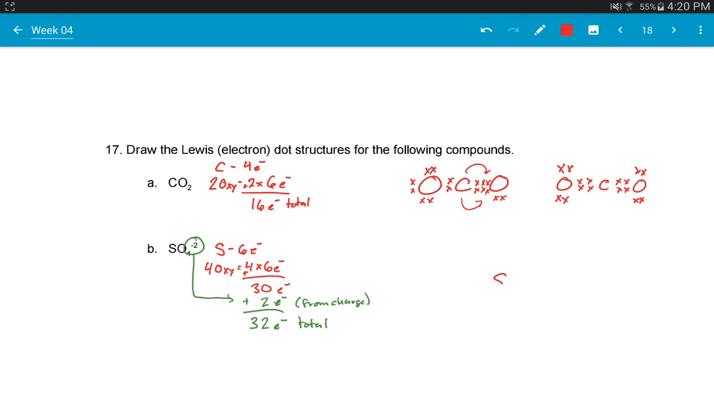So we start with the sulfur in the middle, surrounded by 4 oxygens. 8 of these 32 electrons go around the central atom, leaving us with 24. So we can do 1, 2, 3, 4, 5, 6, 7, 8, 9, 10, 11, 12, 13, 14, 15, 16, 17, 18, 19, 20, 21, 22, 23, 24. And we have used now all 32 electrons. Every atom in the compound has a full octet of 8 electrons, this would be our final answer.